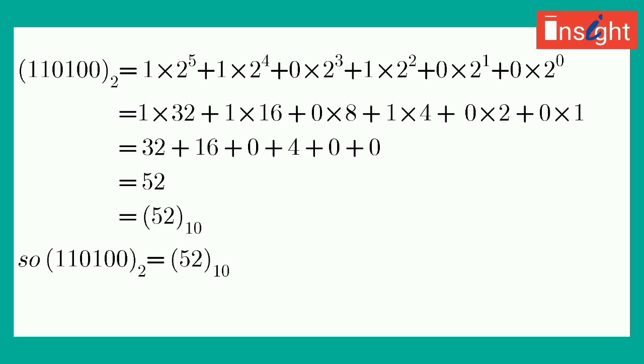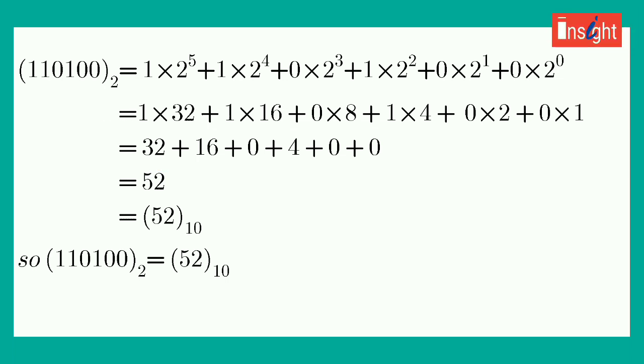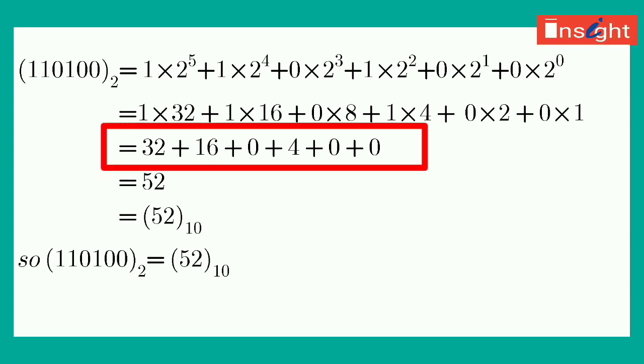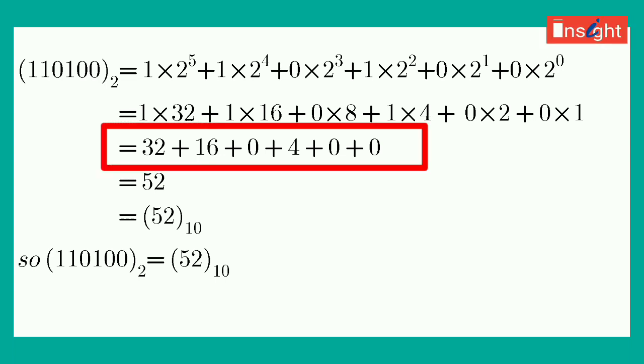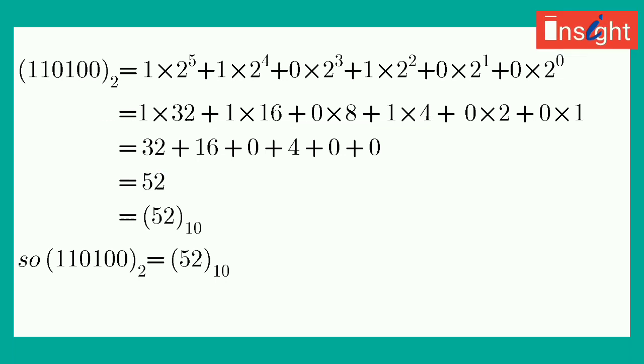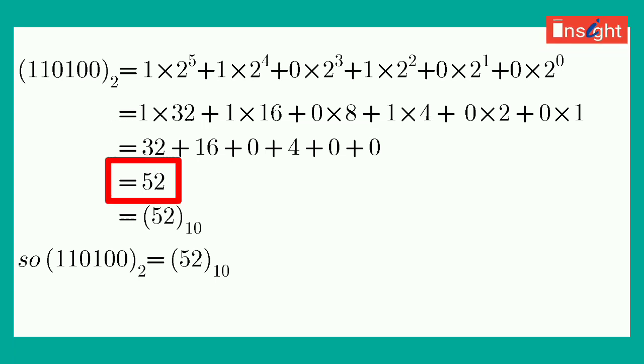Now 1 into 2 to the power 5 is equal to 32 plus 1 into 2 to the power 4 is equal to 16 plus 0. 0 multiplied by any number is equal to 0, that's why 0, plus 1 into 2 to the power 2 is equal to 4 plus 0 plus 0. Now adding all the numbers we will get 52 and put base 10.